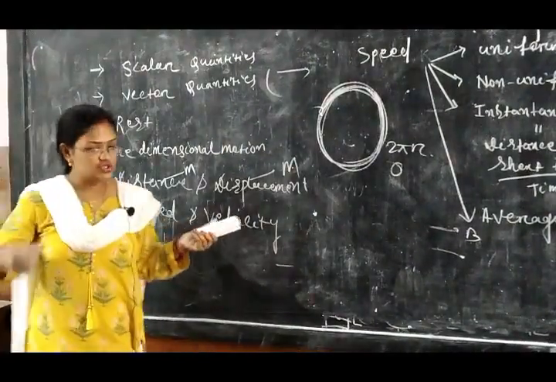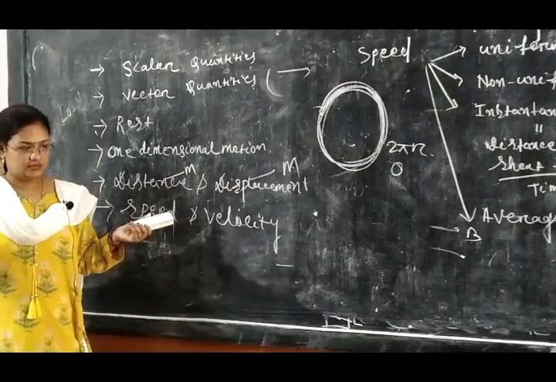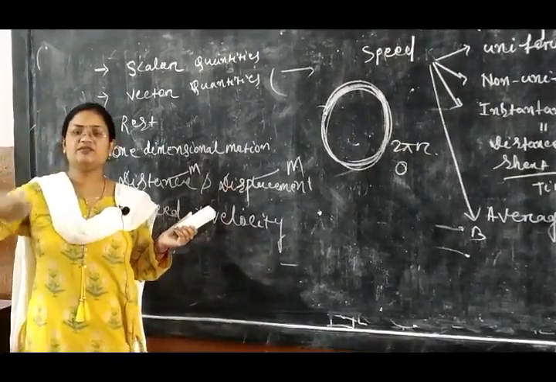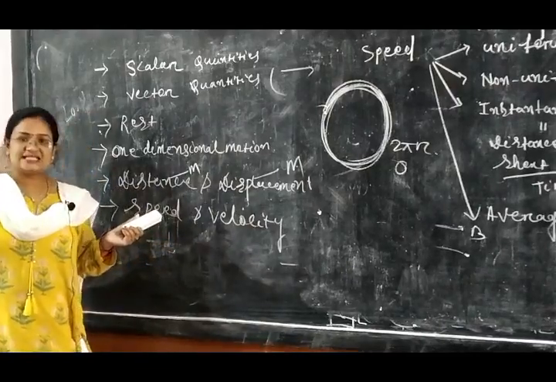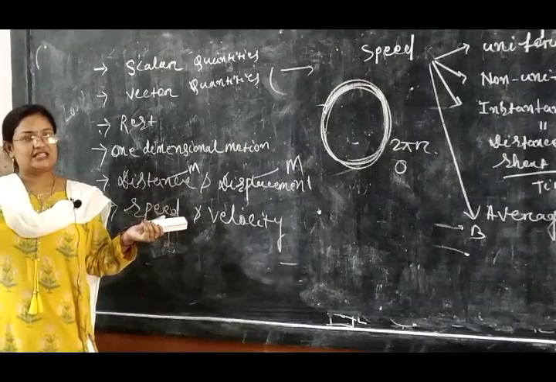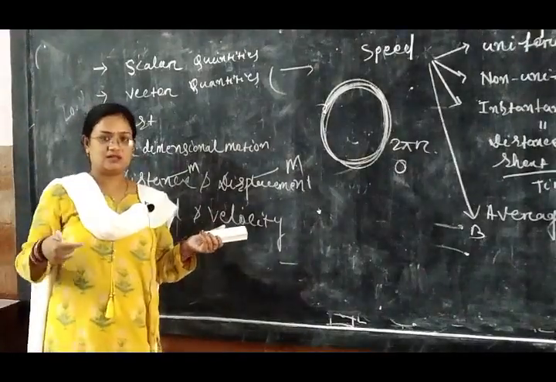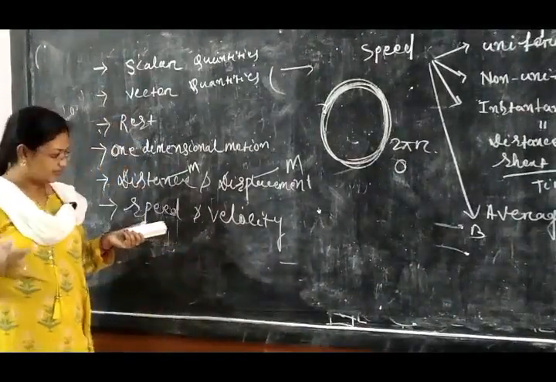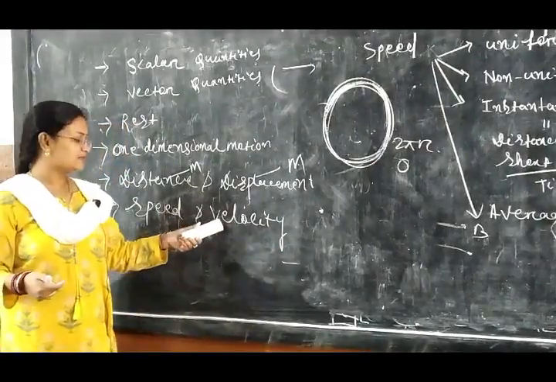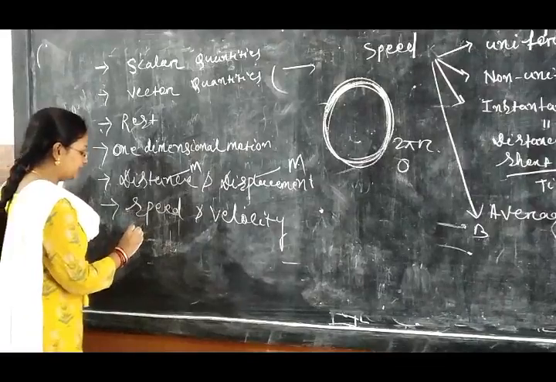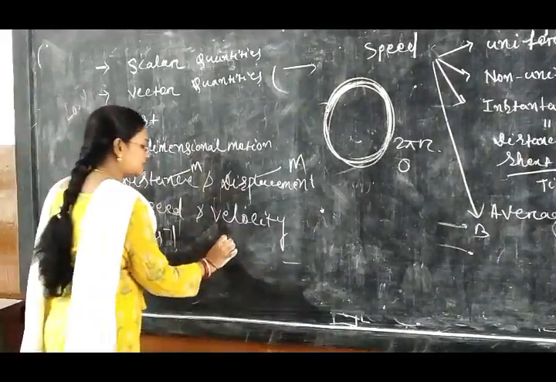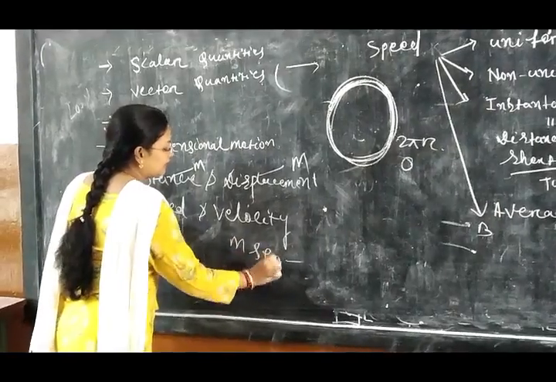Speed is the rate of change of distance. That is your distance by time. Velocity is the distance changing with time in a particular direction. If direction is attached with it, then that is your velocity. The unit of speed is meter second inverse. Velocity is also meter second inverse.